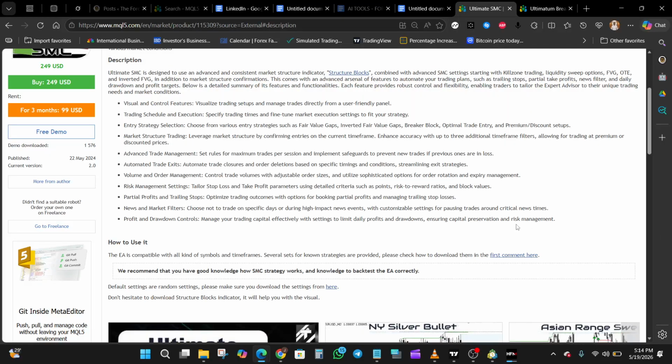Okay, so there are also news filters included, which help prevent trading during high impact market events. And this is often important for SMC based strategies that rely on cleaner market conditions. Now, before we move into the backtesting section, it's worth noting that the EA is recommended for traders who already understand smart money concepts. And it also mentions the use of predefined set files depending on the strategy being applied.